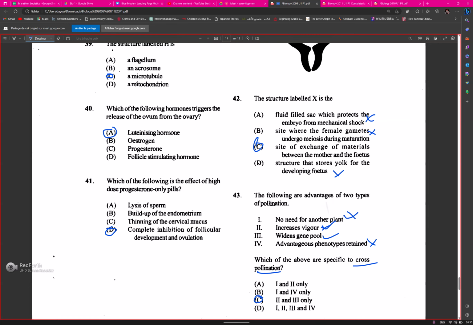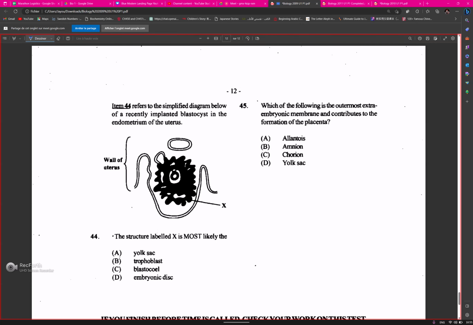Here now we have a diagram that I hope to never see again in my entire life. Why is the structure labeled X? What is the answer? What is a trophoblast? Okay, so the trophoblast there. You're going to have the endoderm inside the blastocyst, then the trophoblast on the outside.